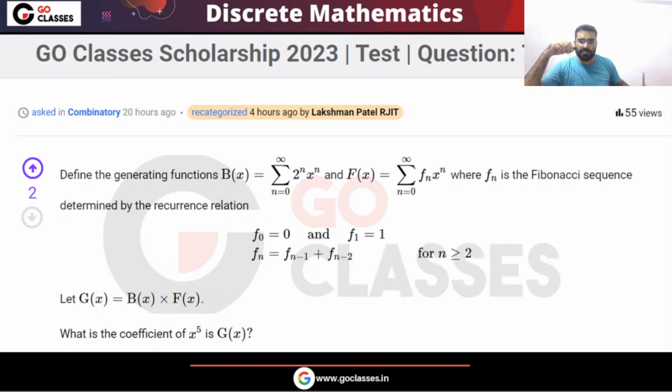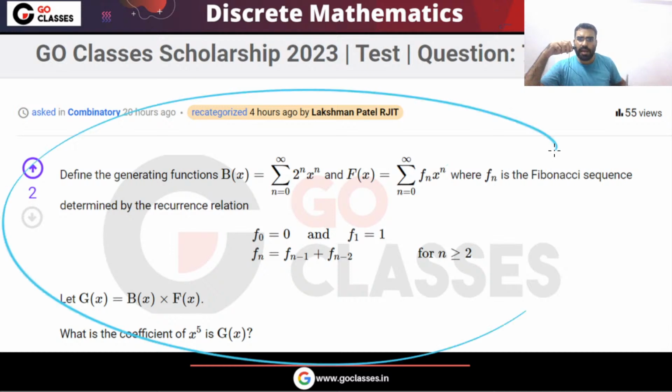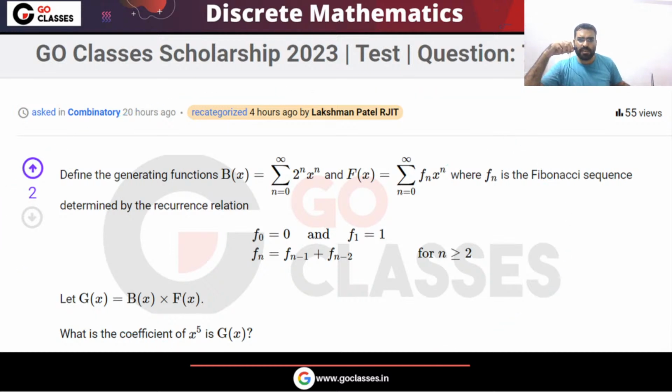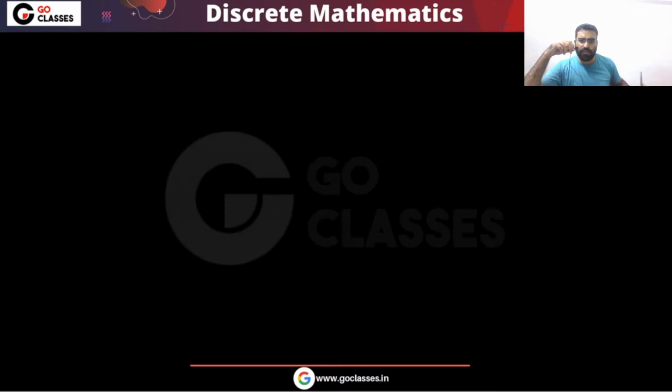Let's see this question. This is a question from generating functions, and this is actually a very simple question. This is not a complicated question. This is an extremely simple question. Did you solve it? We want to find g(x) equal to b(x) into f(x). First we have to find g(x).